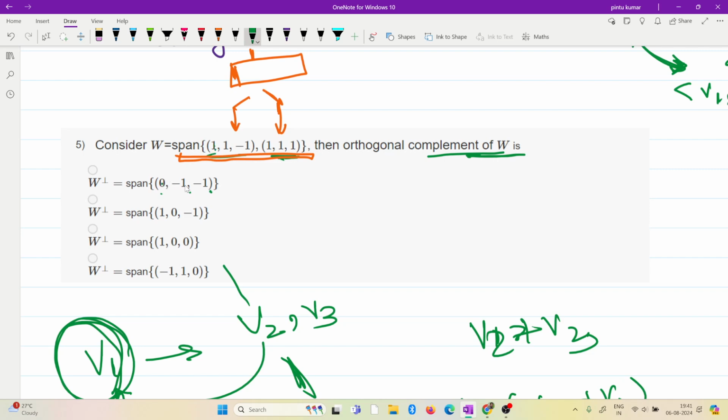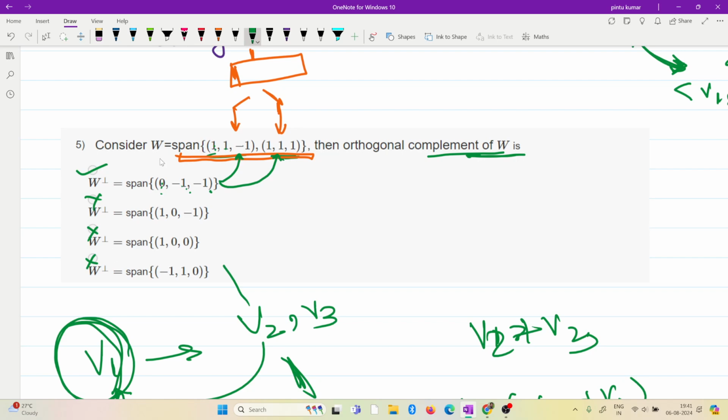So you take 0 times 1 is 0, then 0 times 1, -1 plus 1. So this is orthogonal to the first vector. Yes, it is orthogonal also to the second vector. So the first option is correct. The other options you can check and you can say that they are not orthogonal.